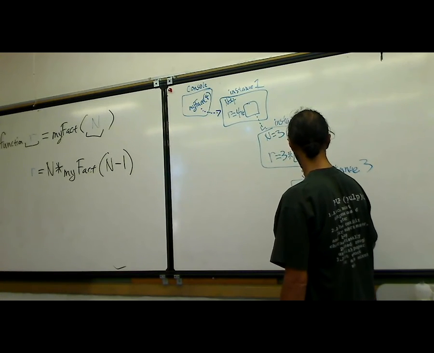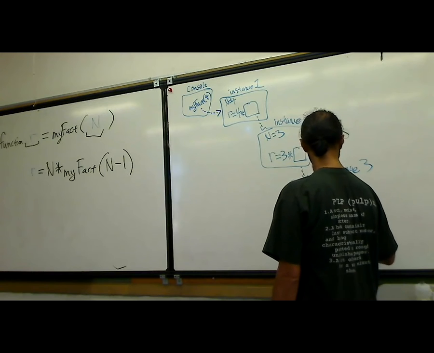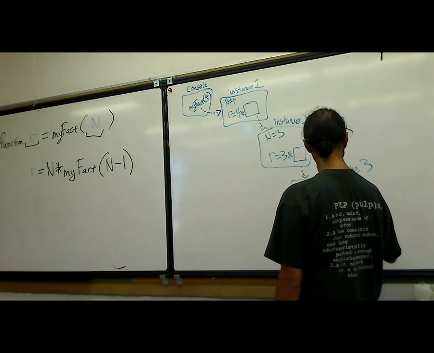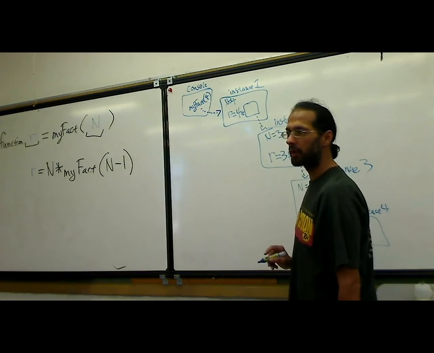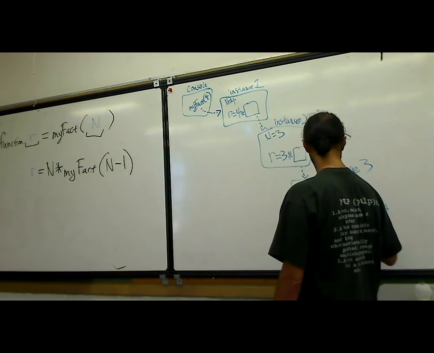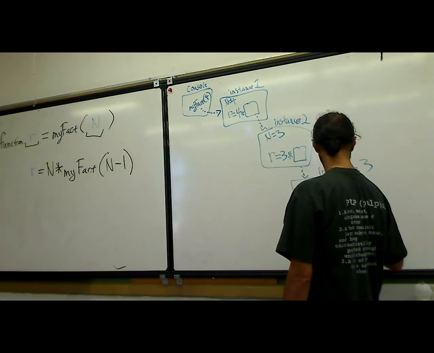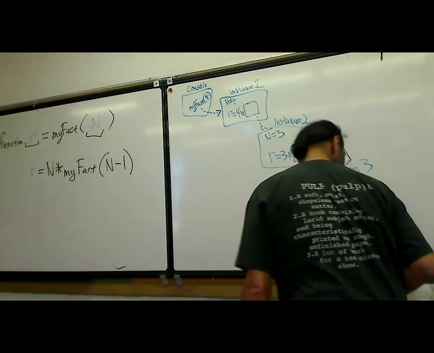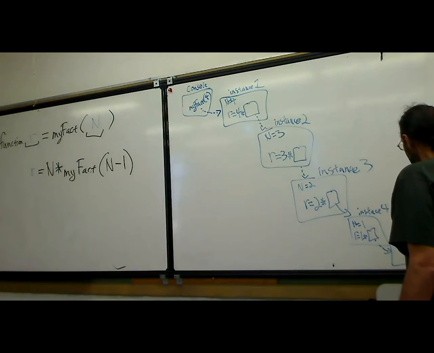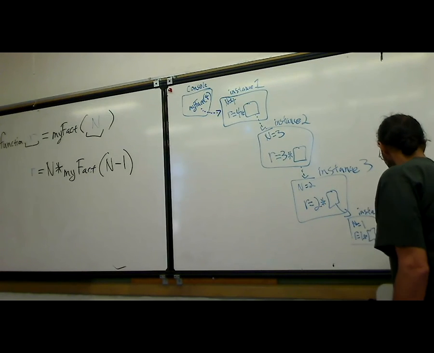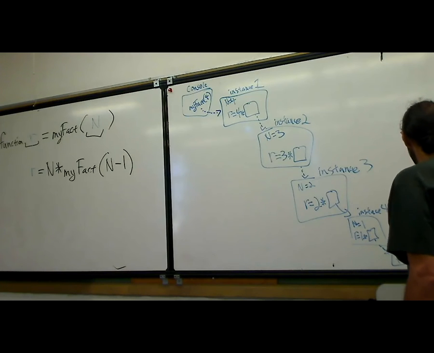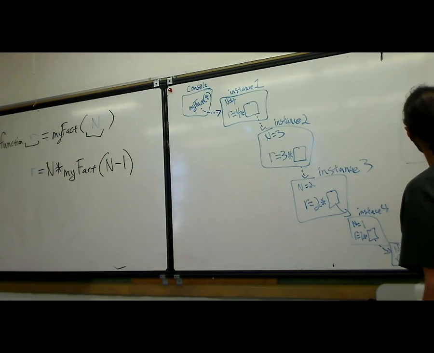R is going to equal 2 times a box. Instance 4. N is equal to what inside of instance 4? 1. R equals 1 times a box. It's going to spawn another instance. This is instance 5. What's n equal in 5? 0. R equals 1 times a box. That's going to call another instance. -1.